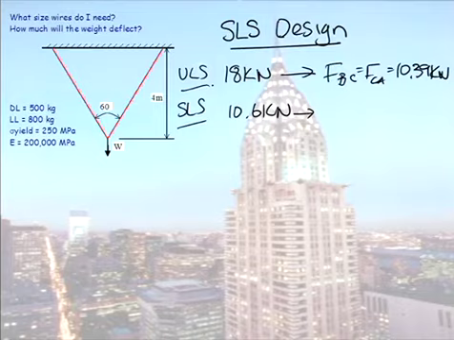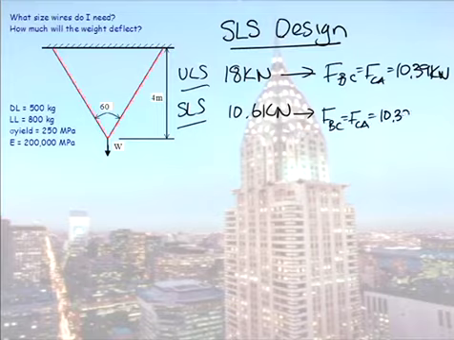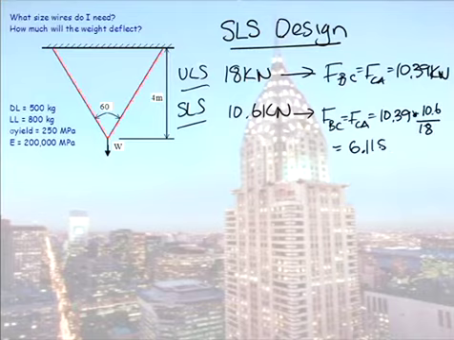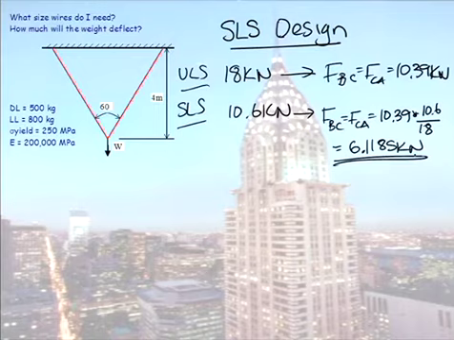So thus, when we look at serviceability limit state design, our corresponding forces will be equal to what they were before, multiplied by the ratio of the actual loading. So when we work out how much this thing deflects, we're going to assume the cable force is 6.11.